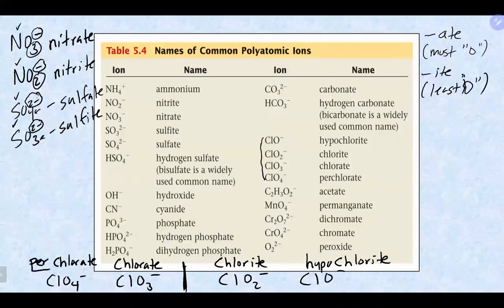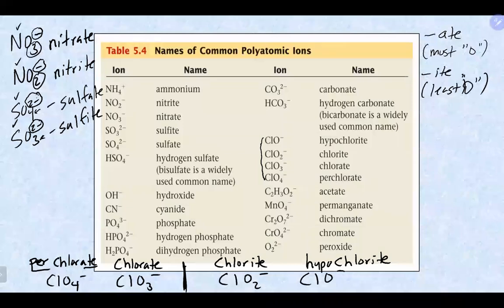So perchlorate, chlorate, chlorite, and hypochlorite. Those are a very common group of 4 that are related to each other. And again, only in a group of 4, you get the per on the one that has the most oxygens, and hypo for the one that has the least number of all of them. These also work the same way.